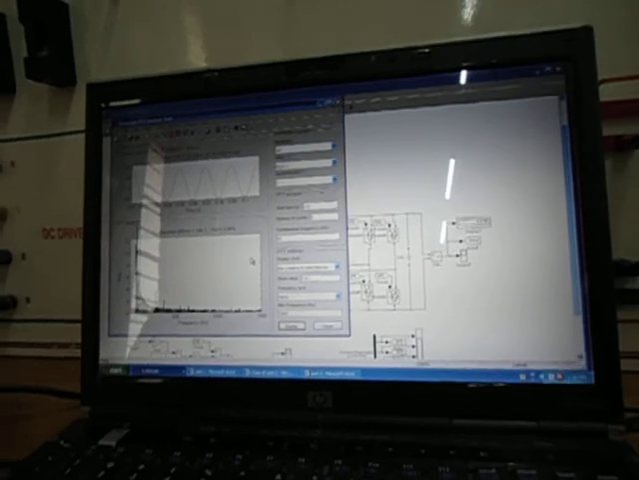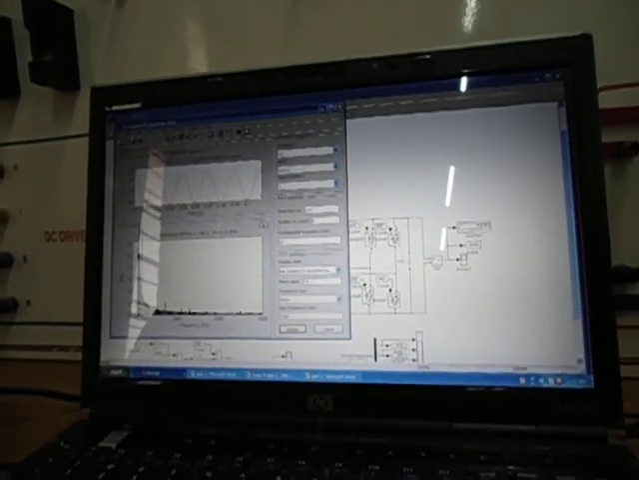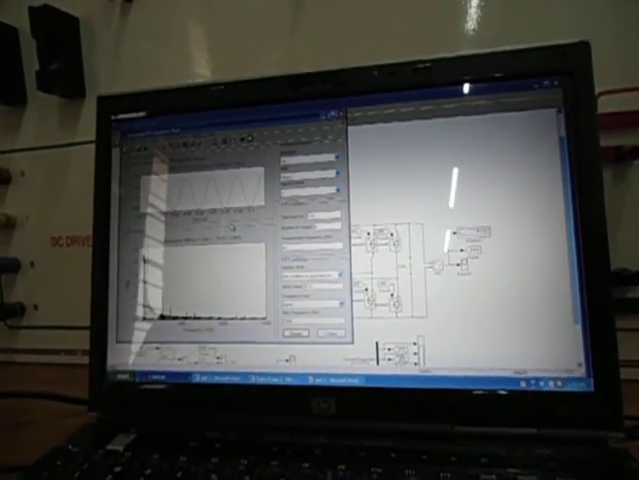From this we can conclude that by adding the shunt active power filter, power quality is improved.